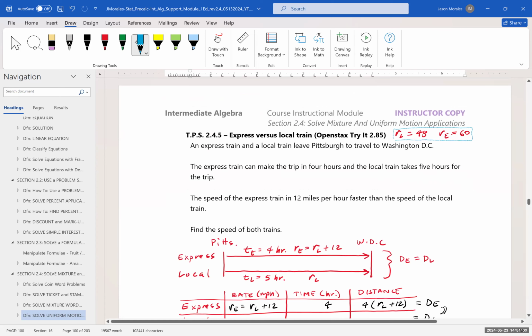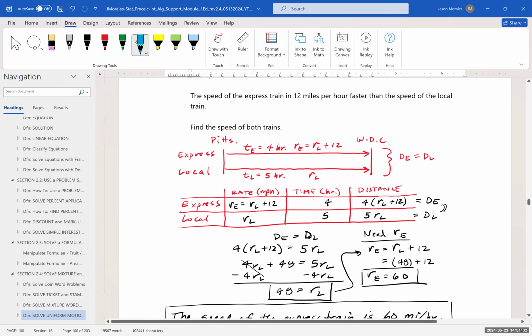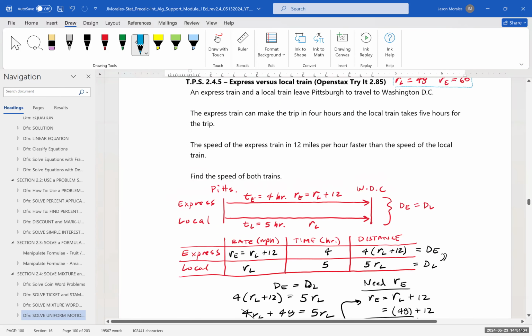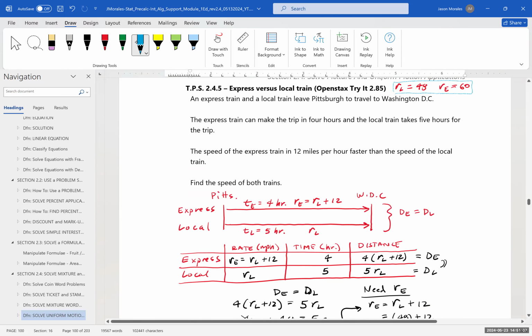All right, so we're back. So we're looking at the speed of two trains, an express train and a local train from Pittsburgh to Washington, D.C. And so I made a little picture, a little schematic showing the starting point for both trains and the ending point for both trains. And so here is the express train at its starting point, and here's the local train at its starting point. And they're both starting at Pittsburgh and ending in Washington, D.C. So that's what these arrows are meant to represent.